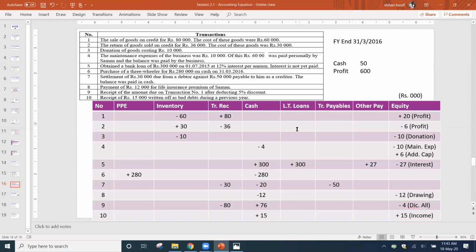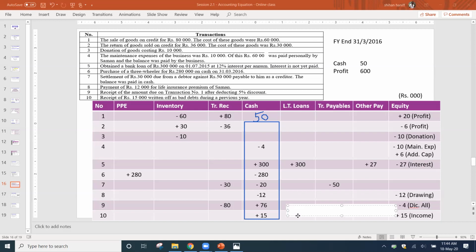Right. So the cash balance before all these transactions, before recording all this, was 50. Now we did the adjustment. Opening balance was 50. We did all these adjustments. Now they're asking for the closing cash balance. How much is the closing cash balance?